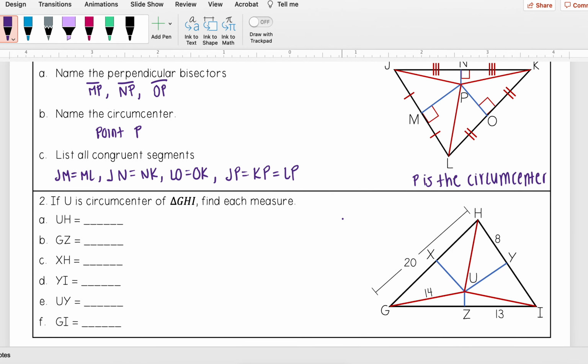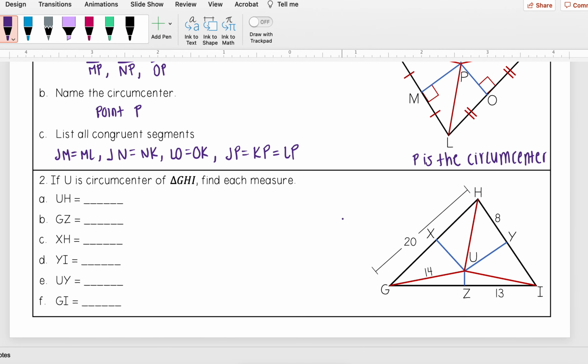Okay, so now let's actually apply these definitions and theorems to finding some measurements in a triangle. For number two, I'm given that U is the circumcenter of triangle GHI, and I want to find each measure. Remembering what it means to be the circumcenter, I know that these blue lines are all perpendicular bisectors. So for instance, I know that GX is congruent to XH, HY is congruent to YI, and GZ is congruent to ZI.